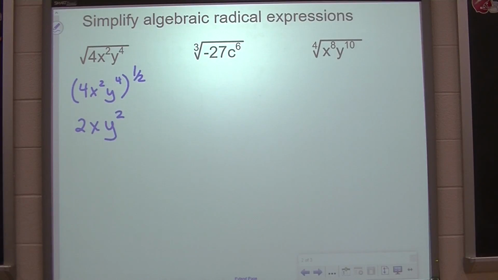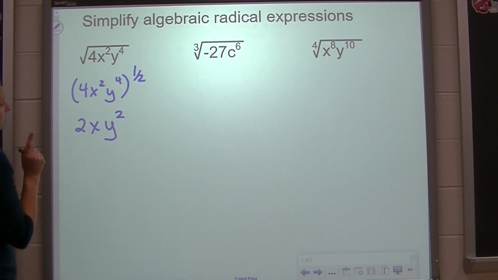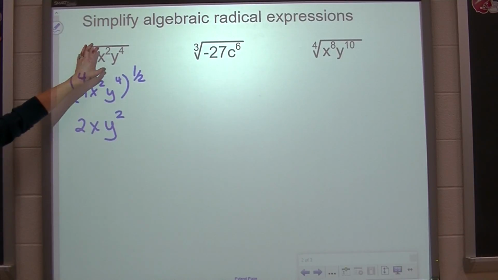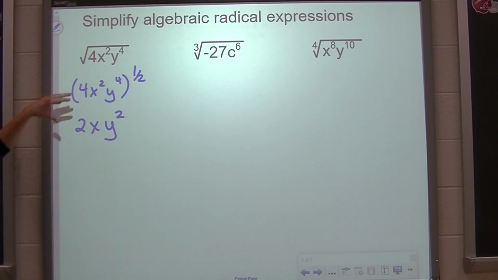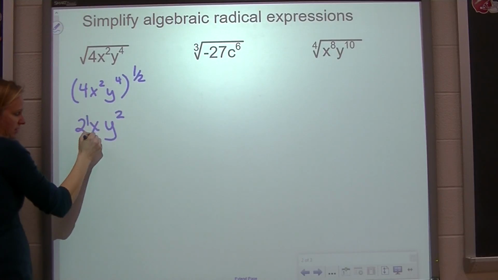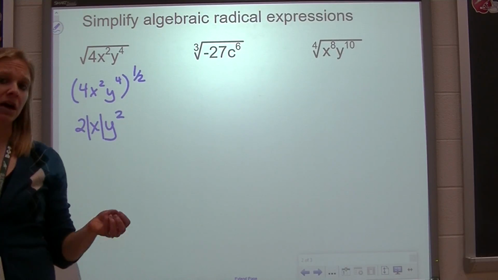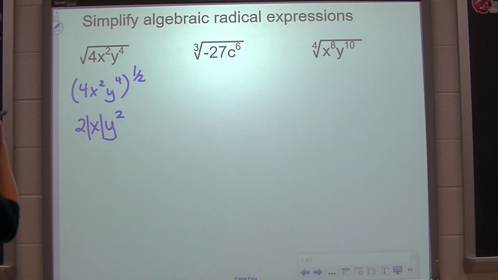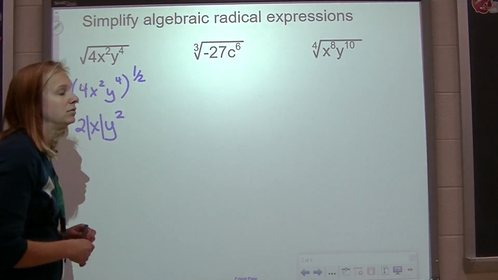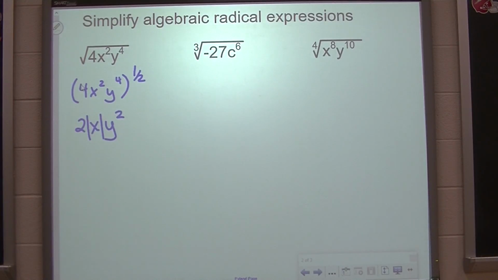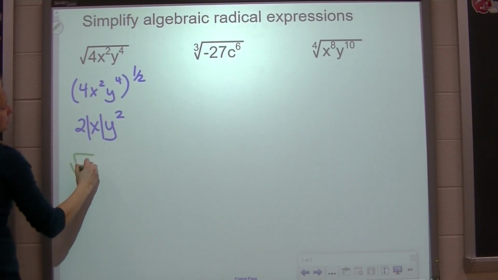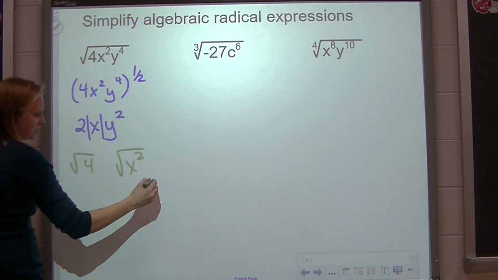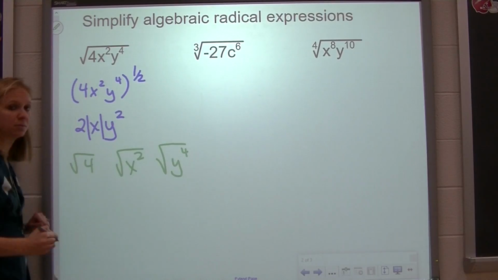Now the only problem is that this says simplify algebraic radical expressions. This is good, but we need one more piece. Because we know that when plugged in here, it has to be a positive value. We have to make sure that x is a positive value. So this is actually the absolute value of x, y squared. Now if this confuses you, you don't have to actually write it out that way. You could just separate it and say, okay, I'm doing the square root of 4, I'm doing the square root of x squared, and I'm doing the square root of y to the 4th power.